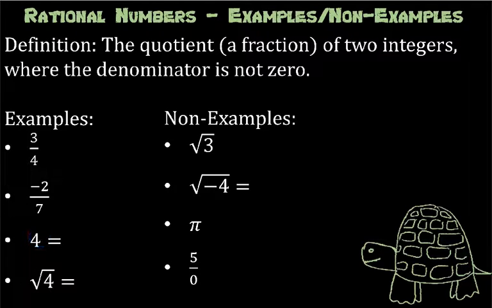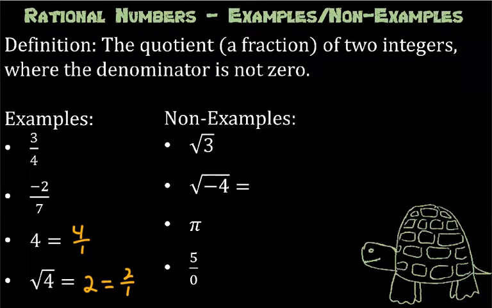Now here we have 4. How is that a rational number? Well, it doesn't have to be written as a fraction, but it could be written as the fraction 4/1. Therefore, 4 is also a rational number. Here we have square root of 4. Again, that looks kind of weird, having a square root of a number, but square root of 4 is 2, which could be written as 2/1. And there we see that square root 4 can be rewritten as a fraction with an integer in the numerator and denominator.